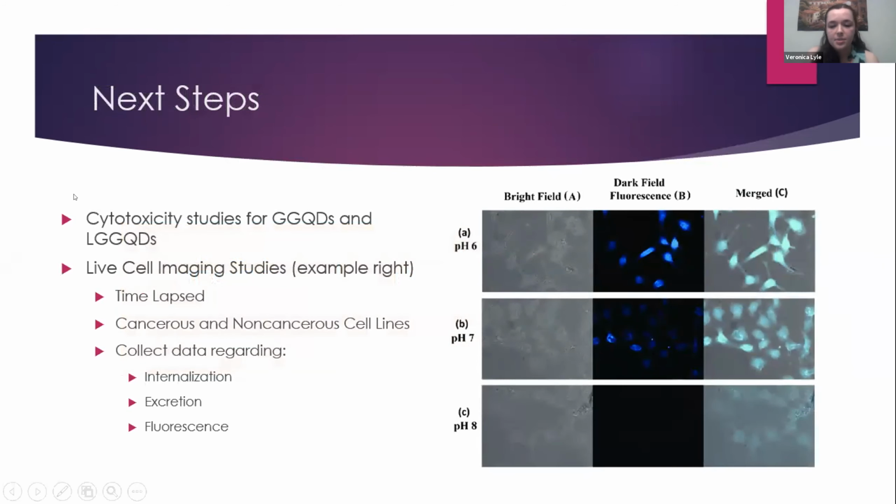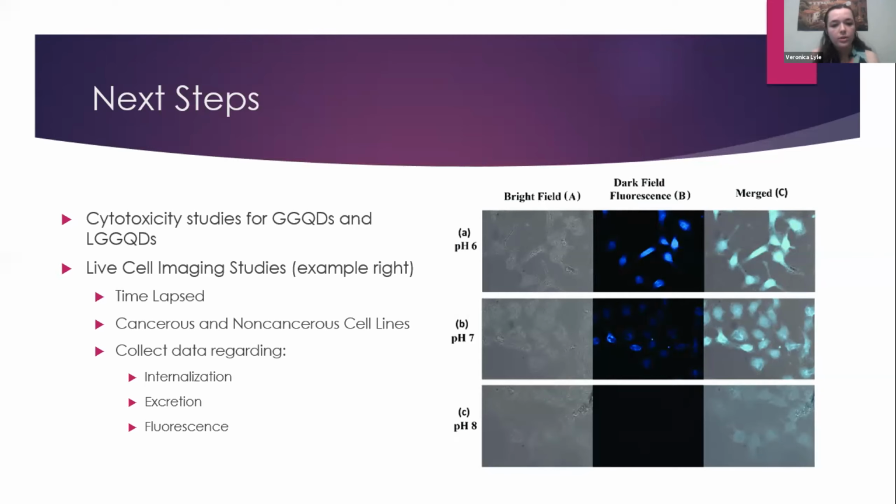So our next steps are, as Matt previously stated, we need to do cytotoxicity studies for the GGQDs and LGGQDs, as if they show themselves to be toxic to biological environments, especially healthy ones, that could prove difficult to justify their use, as we're using them for detection, not for any type of target.